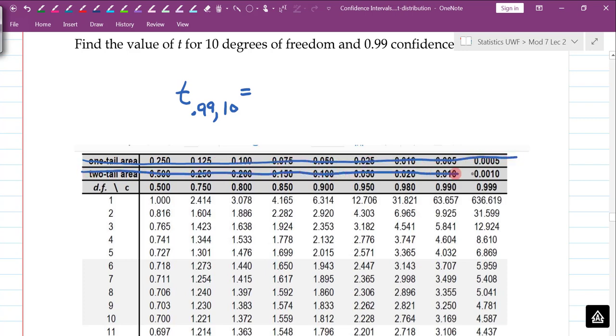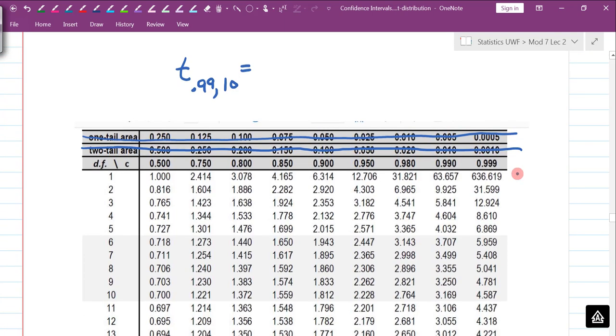I do recommend that you have your t-tables printed out for you. So we're going to come down to 10 degrees of freedom, and then 0.99, which is this row right here. So 10 all the way across is right there. So 10, again, right here. So our number is going to be 3.169. So this is equal to 3.169. Alrighty. Notice that I have 0.99. I did not have 0.999. So make sure you pay attention to which column you're grabbing your number from.